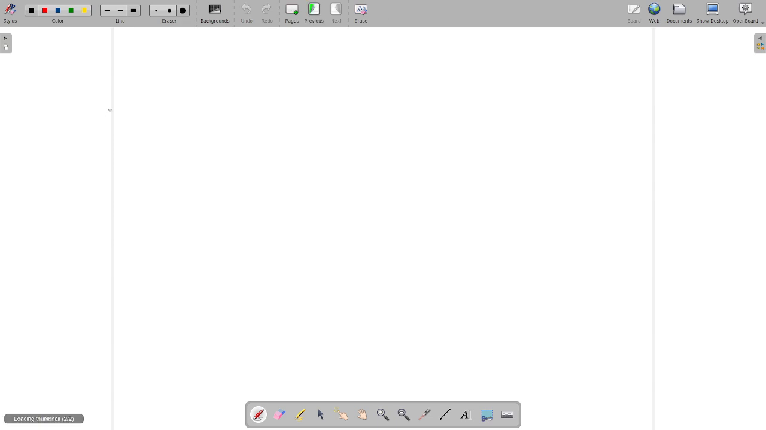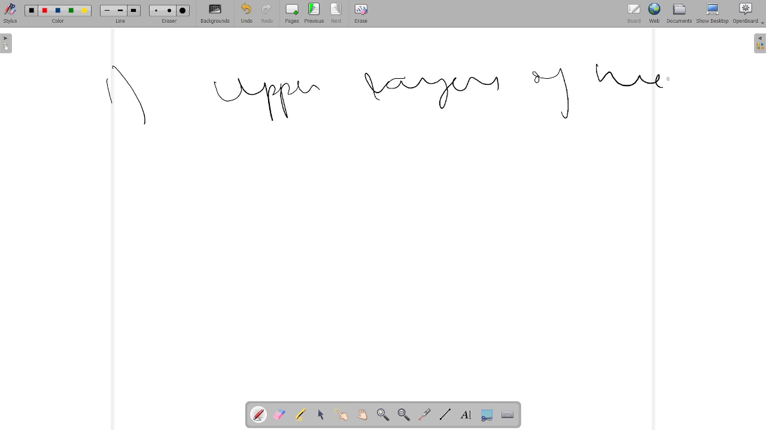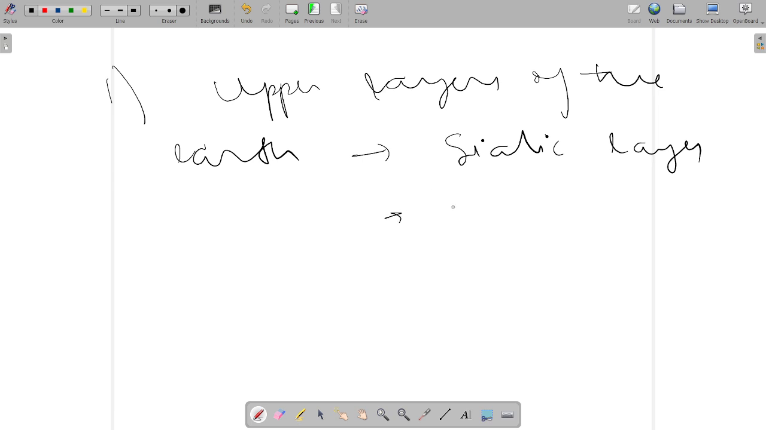So, पहला assumption क्या है? The first assumption is that the upper layers of the earth can be divided into two categories. One is the Sialic layer, and the other layer can be described as of Sima category, the Sima layer.